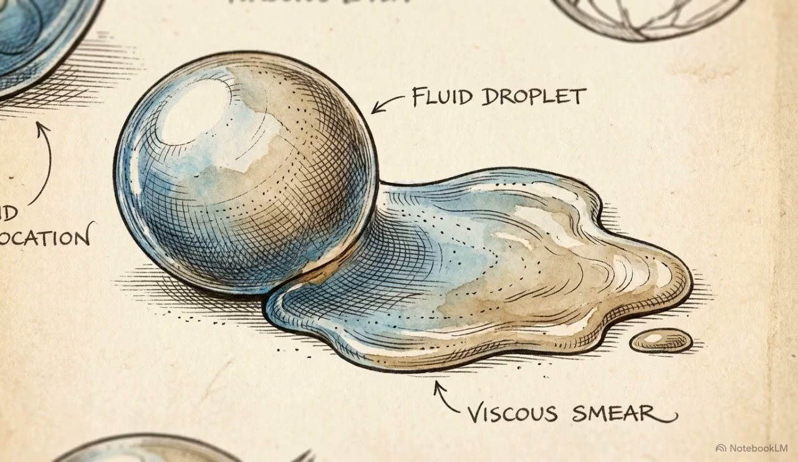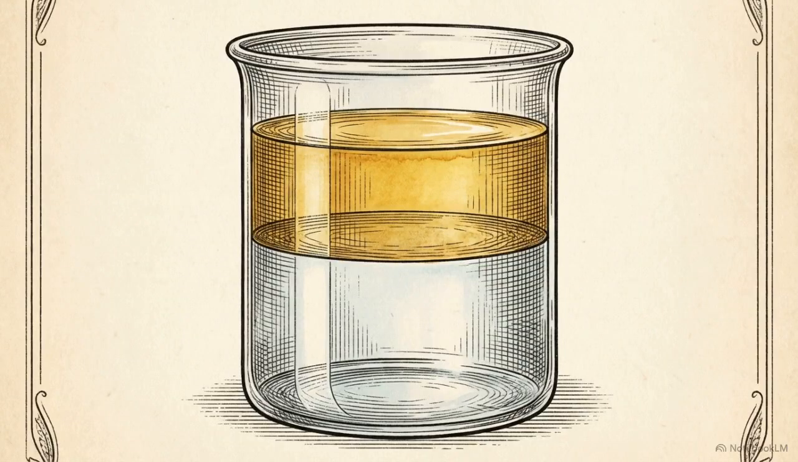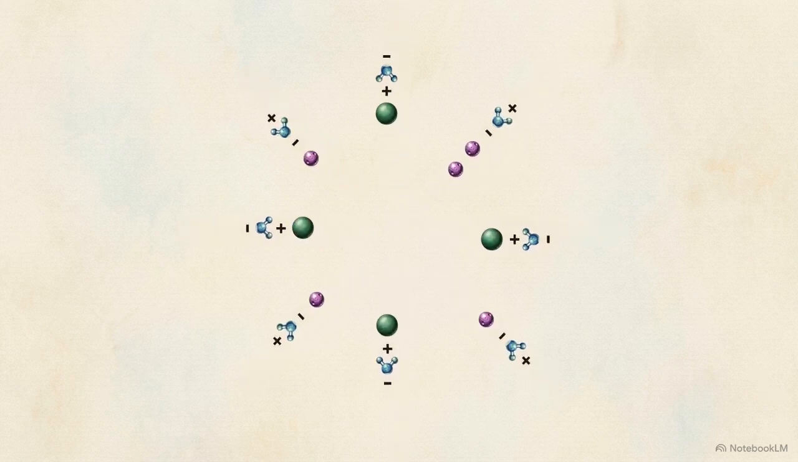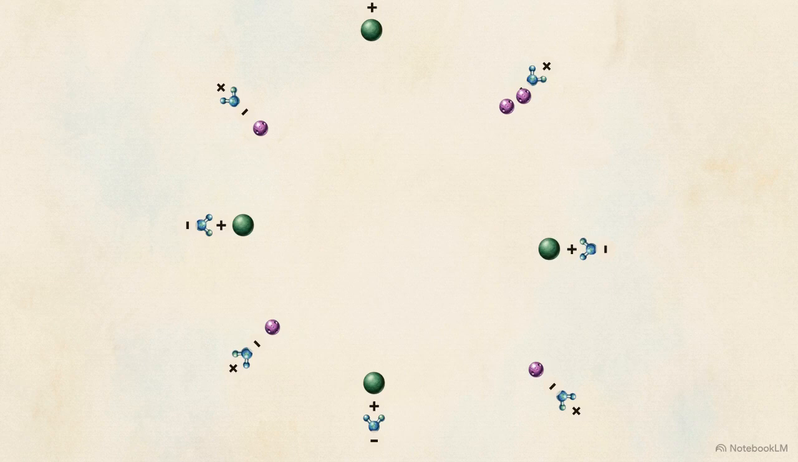The final variable isn't about force, but compatibility. Some substances simply reject each other at a molecular level. Water molecules are polar, carrying slight electrical charges. Like magnets, they pull apart other charged substances, like salt.